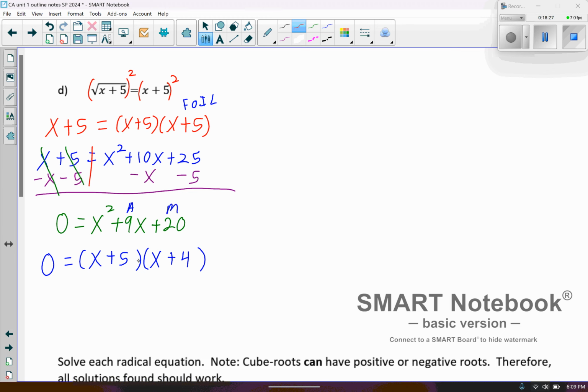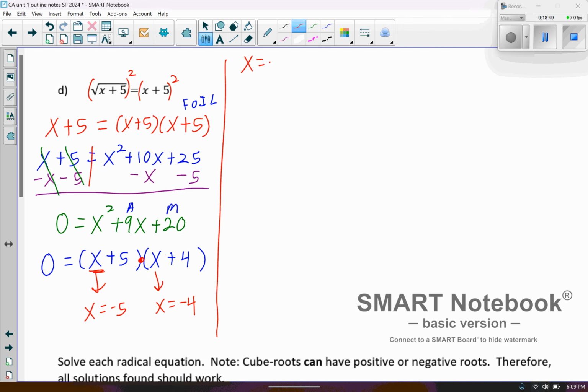And then now you're trying to figure out what makes each factor equal 0. Well, this one is going to be -5. And this one's going to be -4. Those are the two values that make each individual parentheses equal 0, which would cause the whole thing to zero out. So now we need to check these.